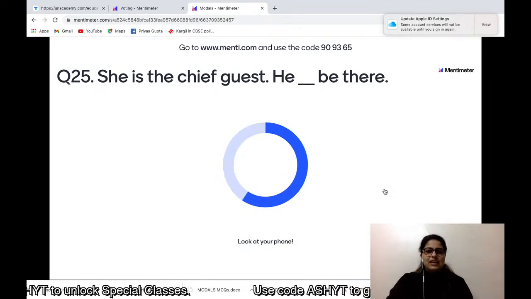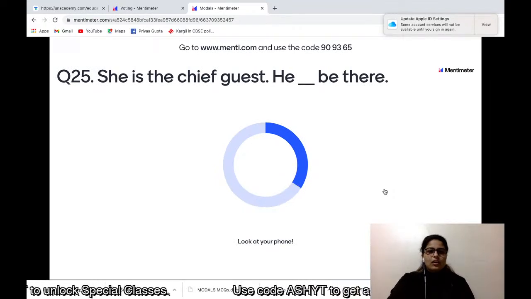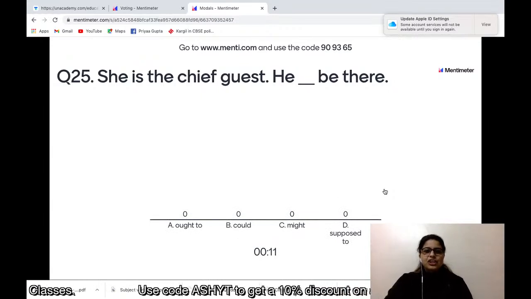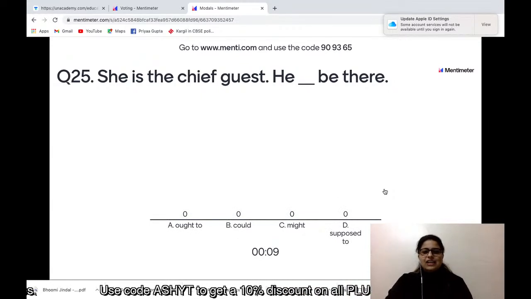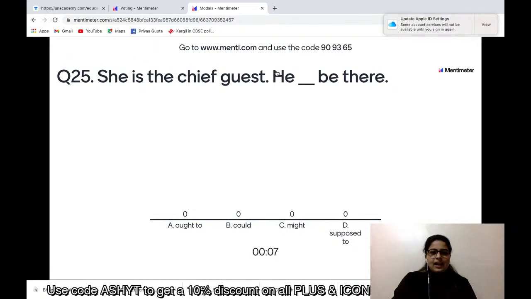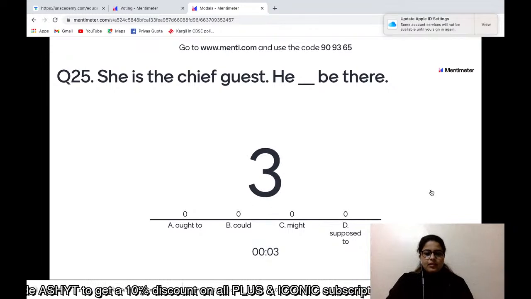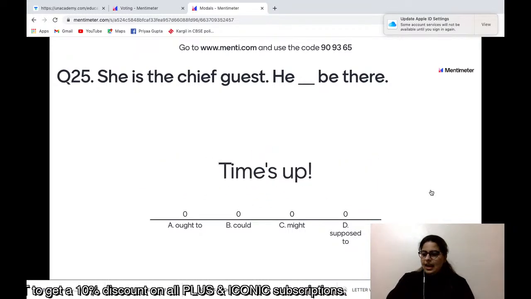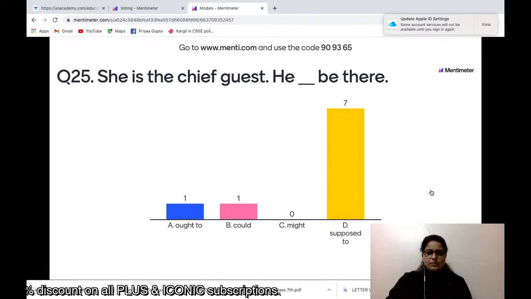Now, she is the chief guest. It should be she be there. It should be she in the second sentence as well. She is the chief guest. She dash be there. Understand it as she only, okay? My bad. 3, 2, 1, and we go. Supposed to be there.